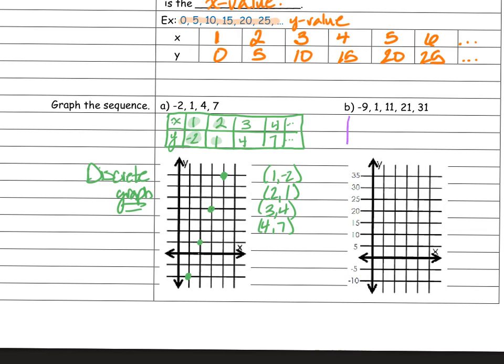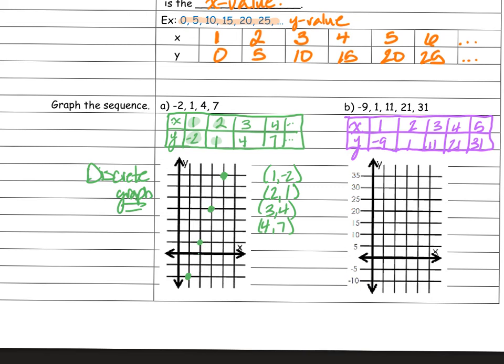So I'm going to make a table. I have my x values and my y values. And my first term is -9. My second term is 1. My third term is 11. My fourth term is 21. And my fifth term is 31. So now I'm going to have 5 points on this one.